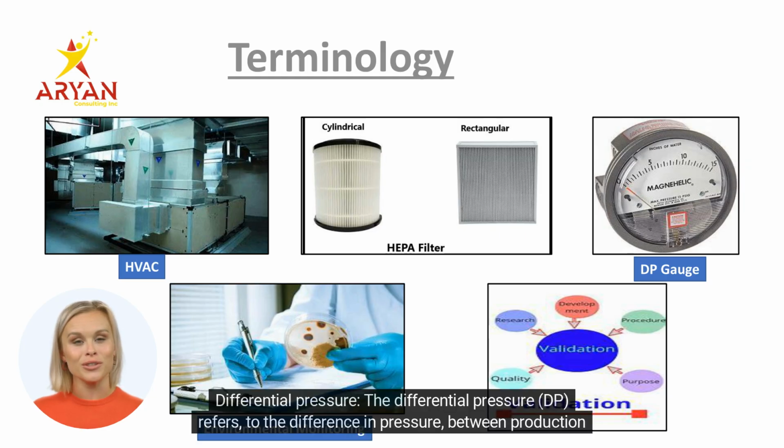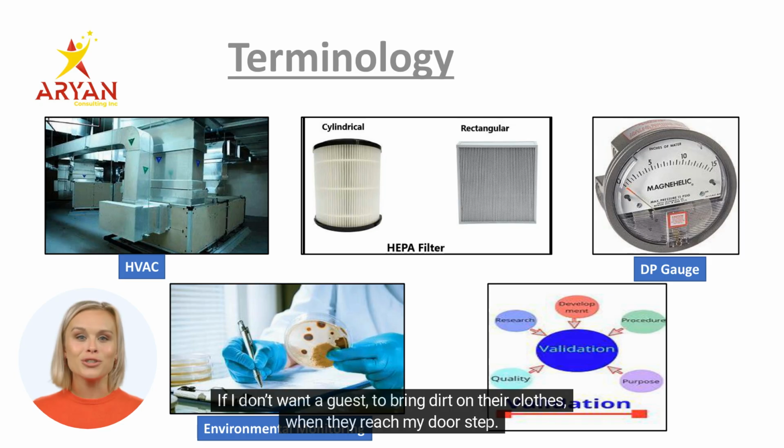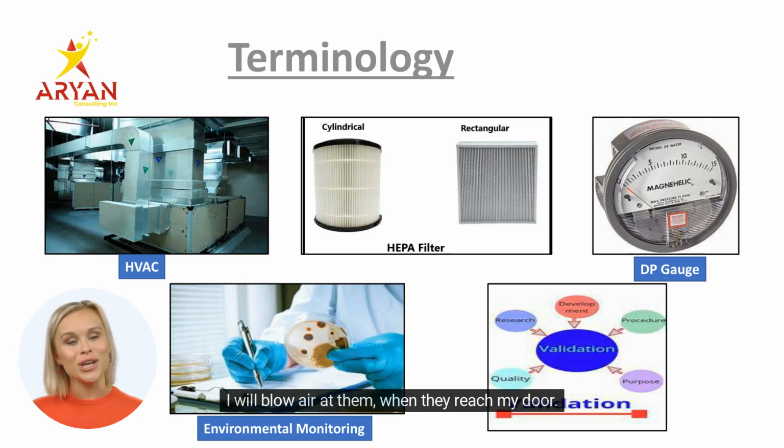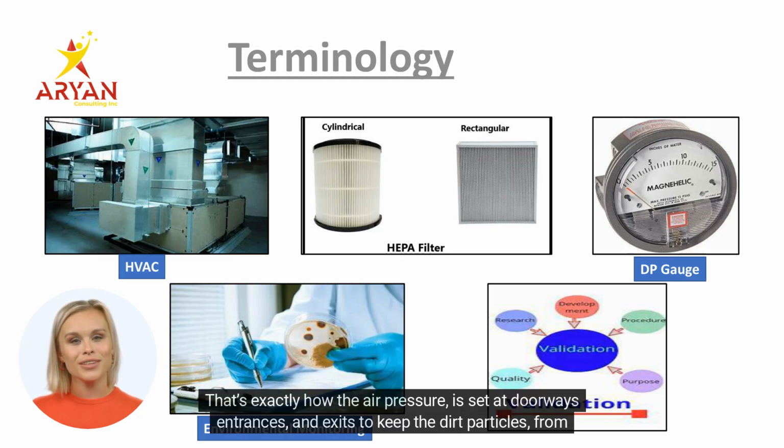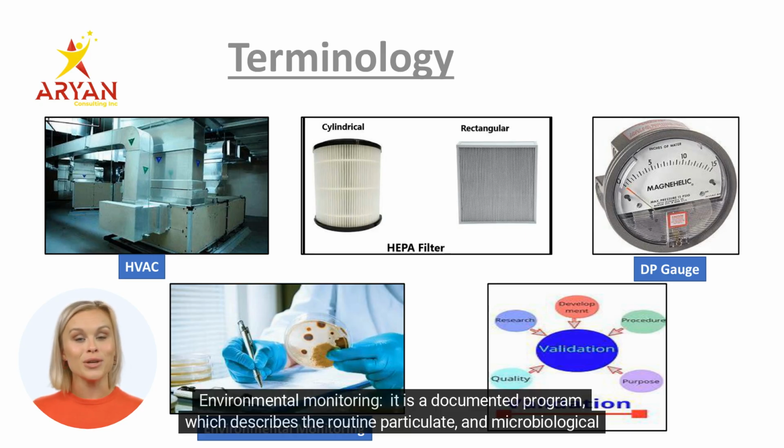Differential pressure. The differential pressure, dP, refers to the difference in pressure between the production area and surrounding areas. The simplest way it can be defined is: if I don't want a guest to bring dirt on their clothes when they reach my doorstep, I will blow air at them when they reach my door. That's exactly how the air pressure is set at doorways, entrances, and exits to keep dirt particles from entering critical manufacturing areas.